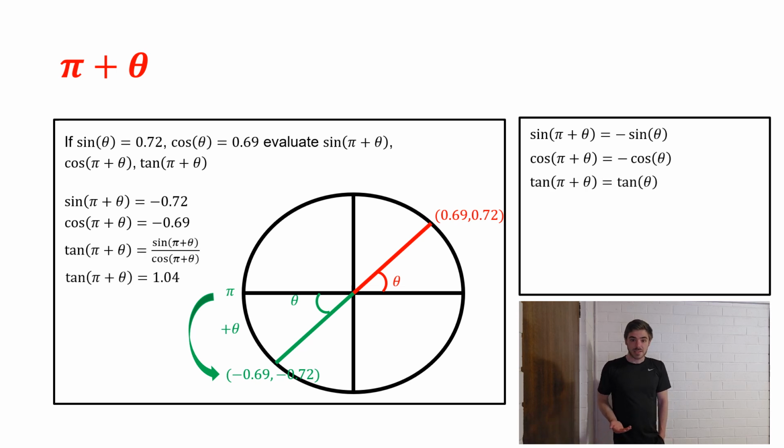This is because tan is sine divided by cos, and when you have a negative divided by a negative, those negatives cancel out and you get right back to just being positive. We actually saw this result earlier when it came to periodicity.